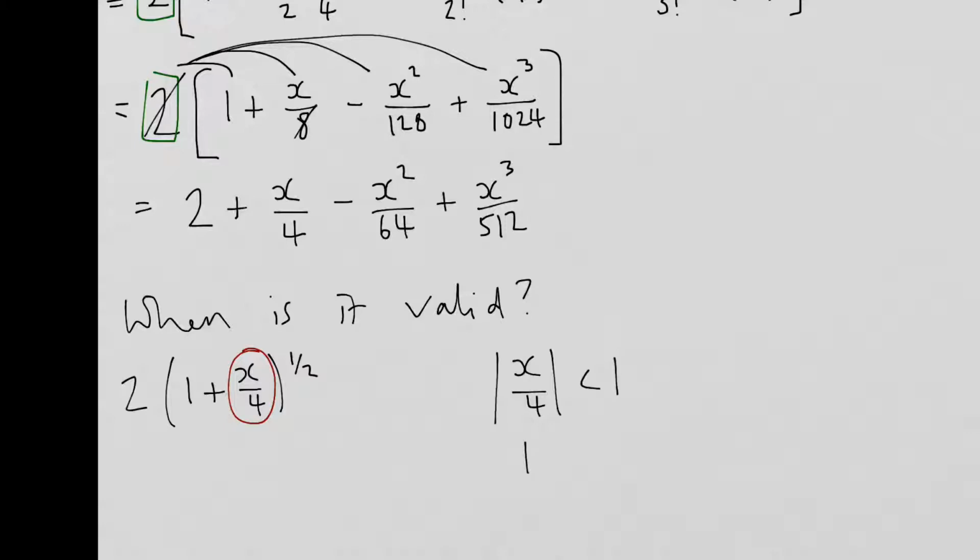So if I wanted it just in terms of x, I'd have to multiply through both sides by 4. So when x, or the modulus of x, is less than 4 there, is when the expansion is valid. And just as a quick recap, that means that x can be between 4 and minus 4. And there we have it, example done.